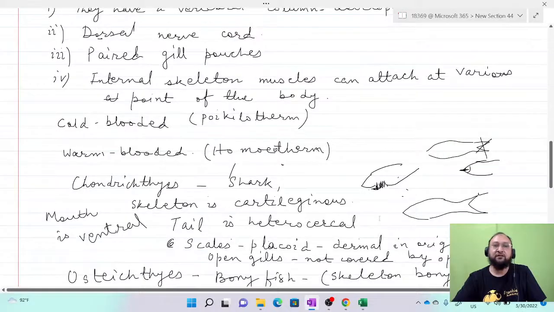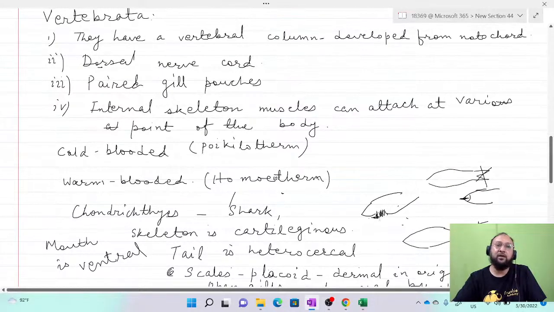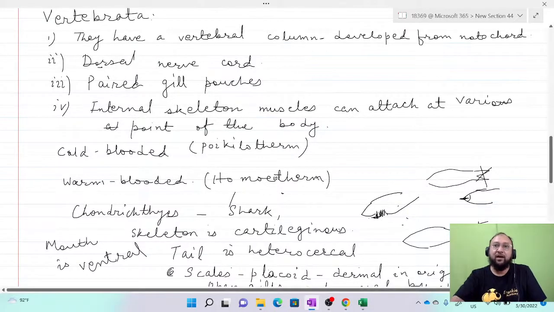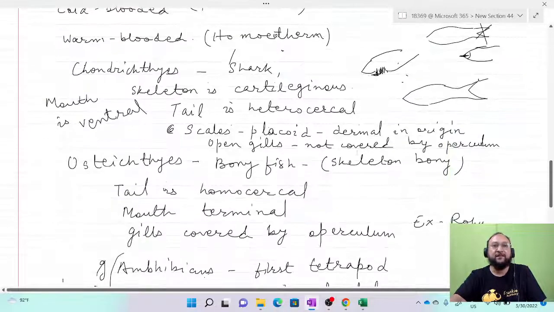Vertebrata have some general features: they are warm-blooded and cold-blooded both, with a dorsal nerve cord and paired gill pouches. They have the vertebral column, which is developed from the notochord. The notochord that is present in the other chordates is not developed into a vertebral column, but in Vertebrata, the notochord is modified into the vertebral column, and it is persistently present in the individual's body.